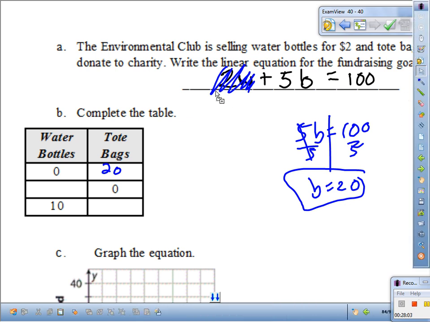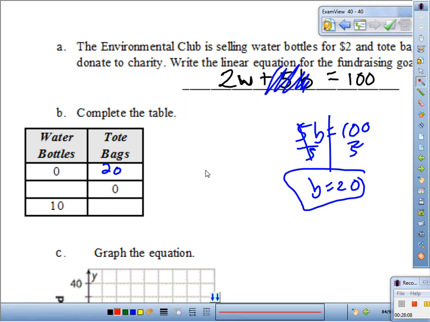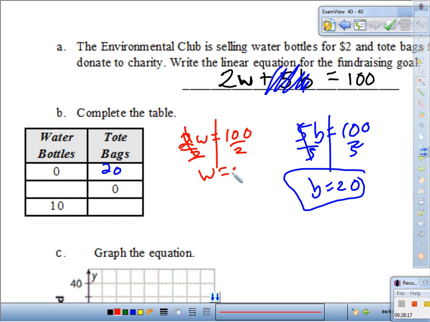Next, I'm going to cover up now the B. What do you see? 2W equals 100. Let's solve. Divide by 2, divide by 2. W equals 50. That goes right there.